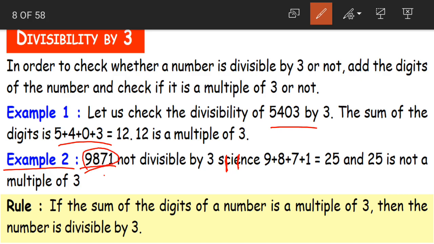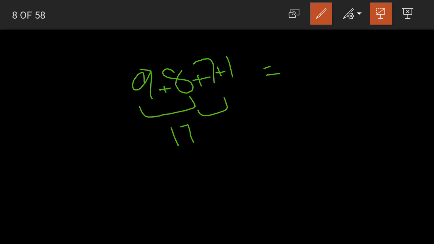We need to add the digits. 9871 is our number. Now the first step would be to add the digits. Yes, 9 plus 8 plus 7 plus 1. 9 plus 8 becomes what? 17. 17 plus 7 becomes 24. 24 plus 1 becomes 25.